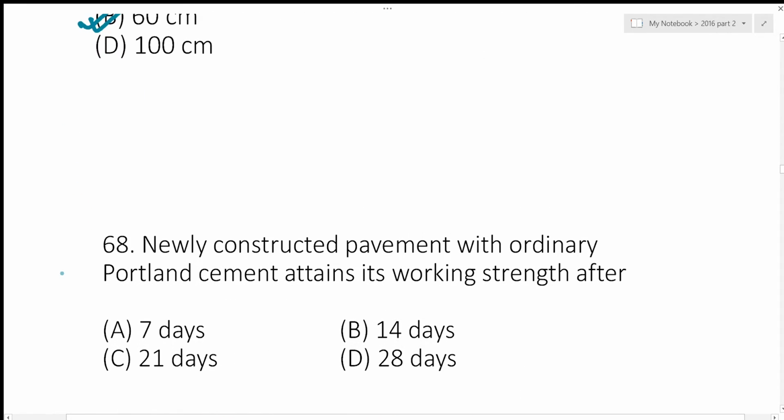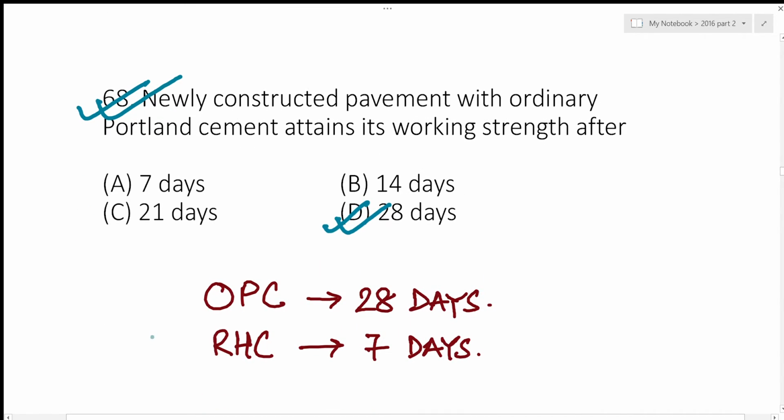Now the next question is, newly constructed pavement with ordinary Portland cement attains its working strength after. For OPC, the number of days after which it attains the working strength is 28 days, and for rapid hardening cement, which is mostly used for constructing pavements, it attains its maximum strength in 7 days. Because you don't have so much time to construct roads, because you are blocking a particular section and you are diverting traffic, so you don't have much time. So mostly rapid hardening cement is used, but for OPC, the number of days in which it attains its working strength is 28 days. Remember this.